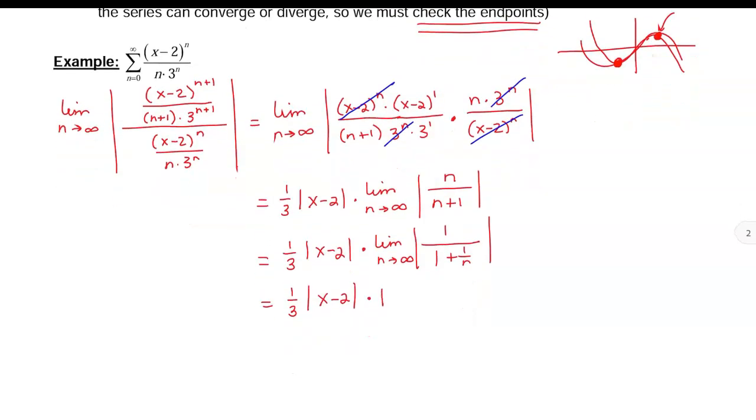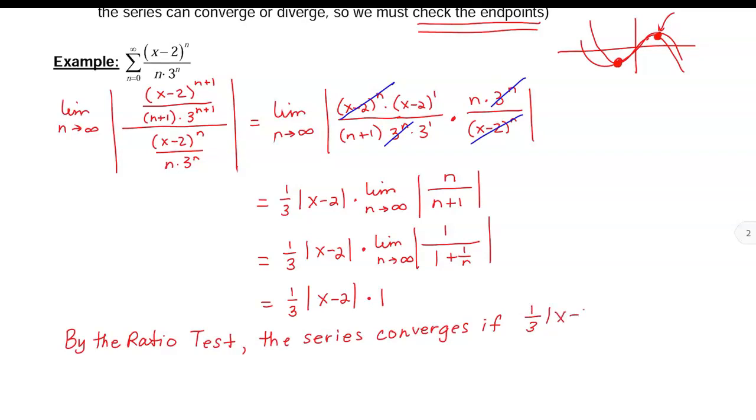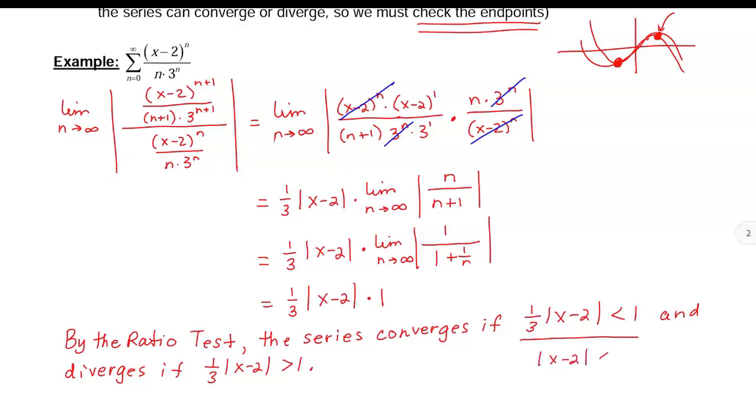Now, by the ratio test, the series converges if this (1/3)|x − 2| is less than 1, and diverges if (1/3)|x − 2| is greater than 1. So we just want to look at when it's converging. Therefore, I'm going to look at this inequality and solve for x. The first step would be to multiply both sides by 3. That would give us |x − 2| < 3.